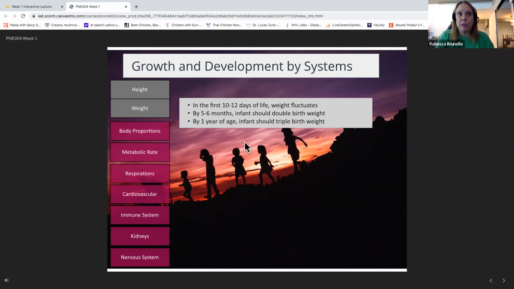So right when a baby is born, in that first 12 to 14 days, weight fluctuates, but you should expect a baby to be back to his birth weight by the 2-week mark. So you would be worried if a baby was born at 6 pounds, 8 ounces, and then at 2 weeks they weren't at least 6 pounds, 8 ounces. It's not unusual for their weight to dip down and then come back up, but definitely by 2 weeks, they should be at least up to their birth weight.